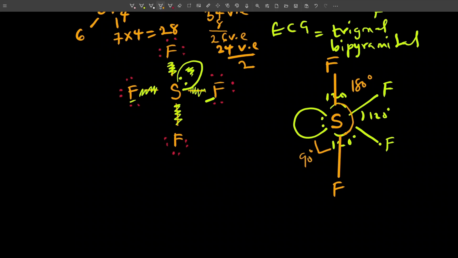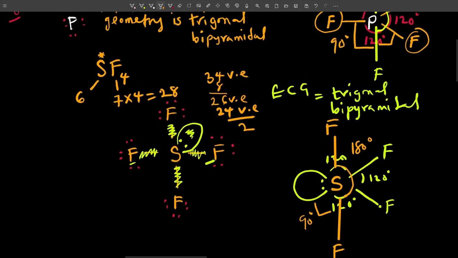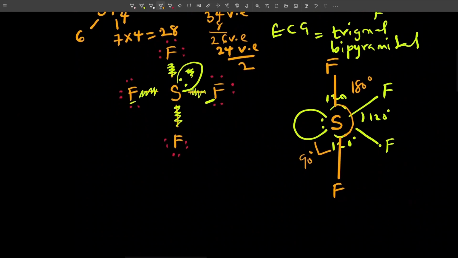Now, naming the molecule. The last rule says you should ignore the lone pair, right? So if you ignore the lone pair, as this is the lone pair over here, what do you see? Something like a straight line. That's a straight line, and you see these two things like this, right? So let's turn it this way. Something like this now, right?